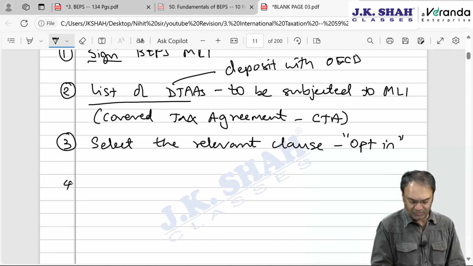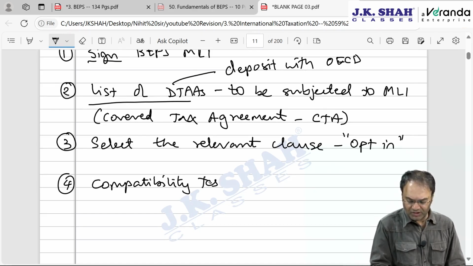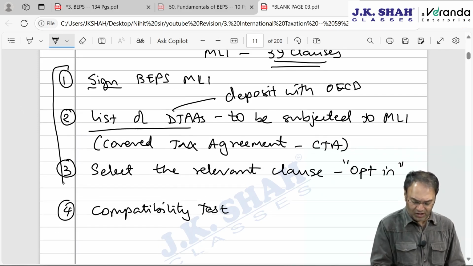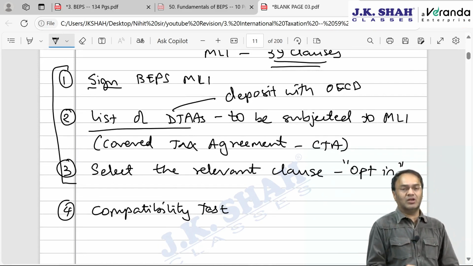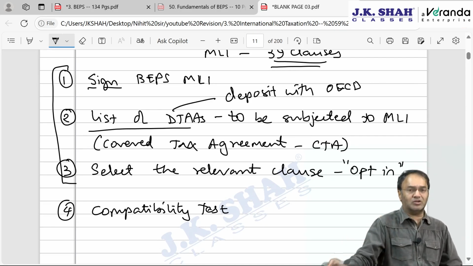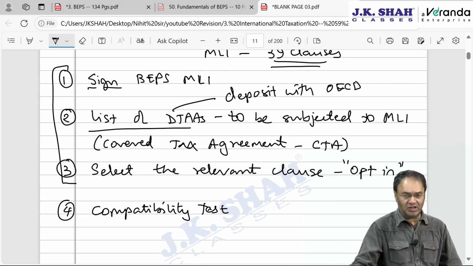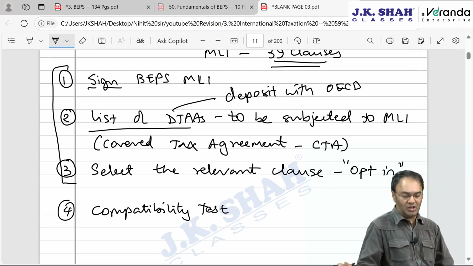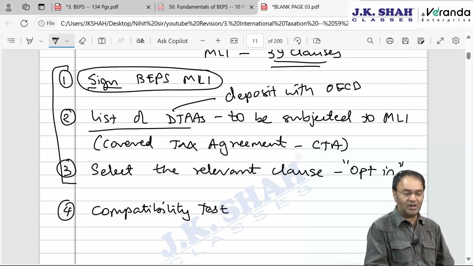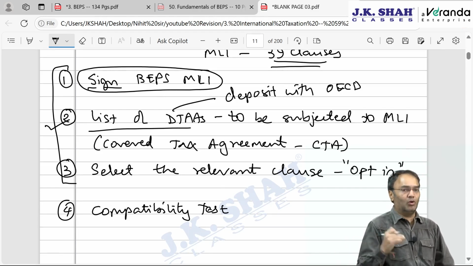Okay, and then there is something called the compatibility test, or compatibility condition, meaning whatever conditions India is fulfilling, the same three conditions should have been fulfilled by the other country also. For example, India wants to amend which treaty? The Indo-Mauritius treaty. Then India also has to be a signatory to BEPS MLI. Mauritius also has to be a signatory to BEPS MLI. India also has to submit the Indo-Mauritius DTAA copy. India will have to deposit. Mauritius will also have to deposit. Only India submitting a copy is not enough. Mauritius also has to submit.